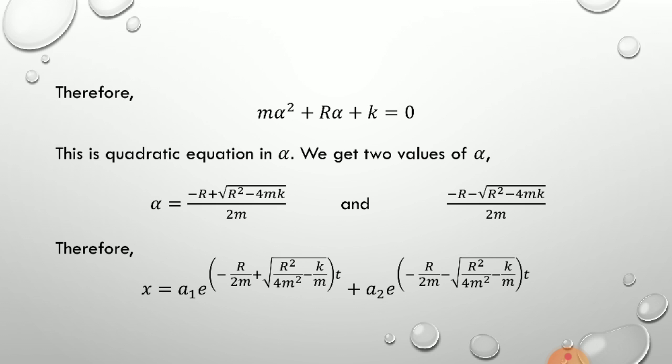Now this is the solution of damped oscillatory motion. From this equation, three different cases arise. First one is over damped motion, second one is under damped motion, and the third one is damped oscillatory motion, which we have to study later.